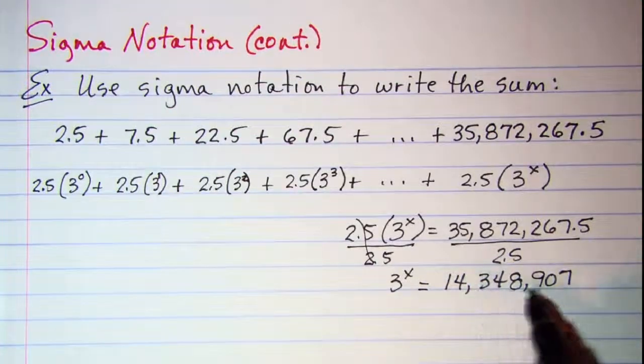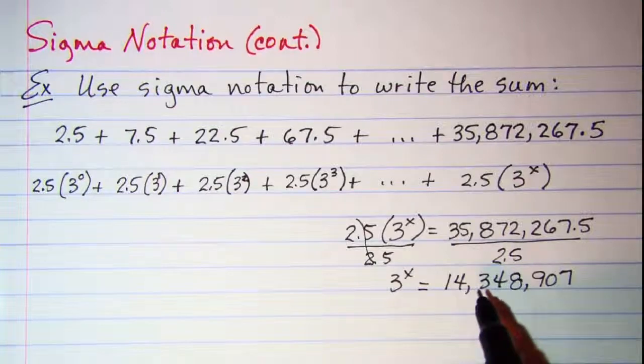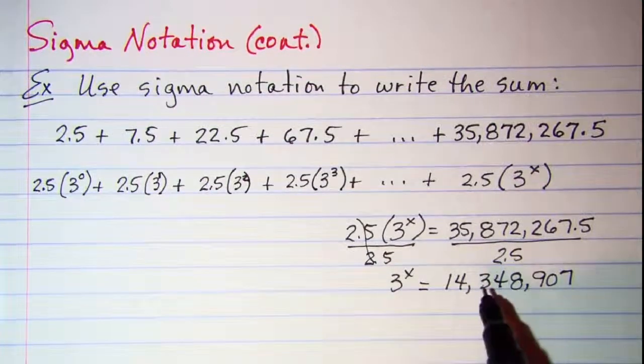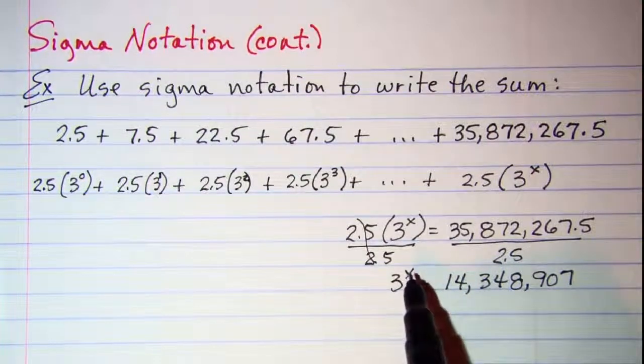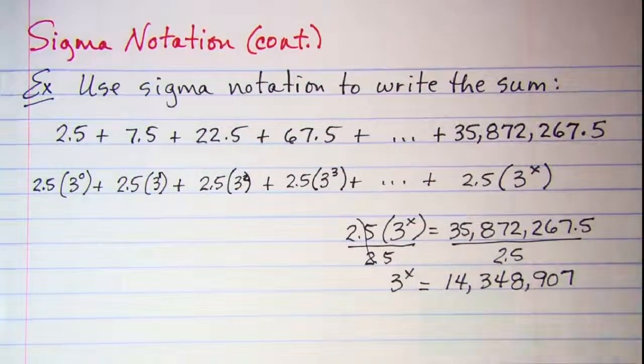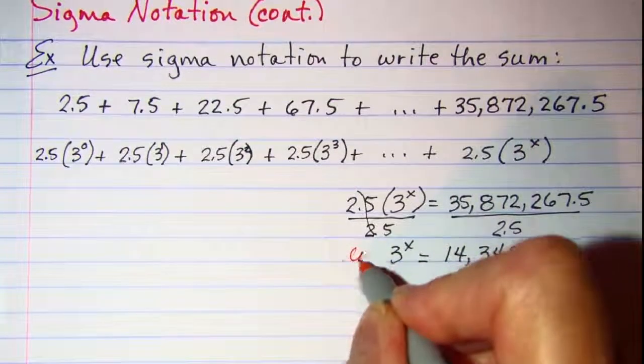Now we could take this 14,348,907 and divide by 3 repeatedly and see how many times it takes us to get it down to 1. But since my variable is in the exponent and I know how to do logarithms, I'm going to use logarithms to solve for x. So I'm going to log both sides.